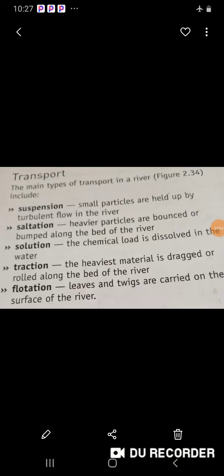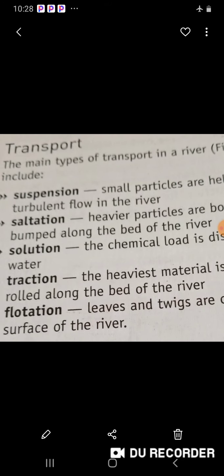Good morning, dear students. Today we are proceeding with our lessons in geography, whereby we're doing river processes. In the river processes, we're looking at some of the processes. One of which we're looking at is erosion.